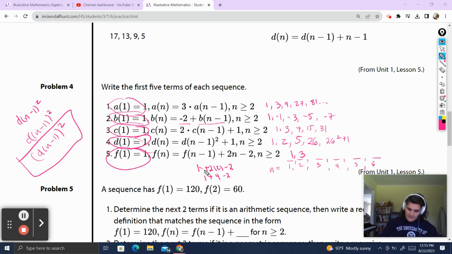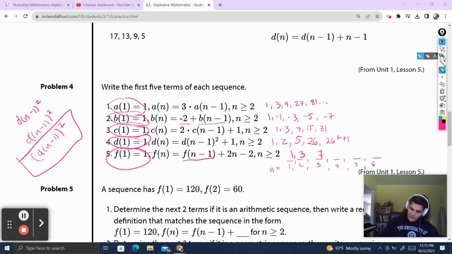Let's do it again. So the next term is going to be the previous term, which is 3, plus 2 times whatever number term this is, which is also 3, minus 2, which is 3 plus 6 minus 2, which is 7.